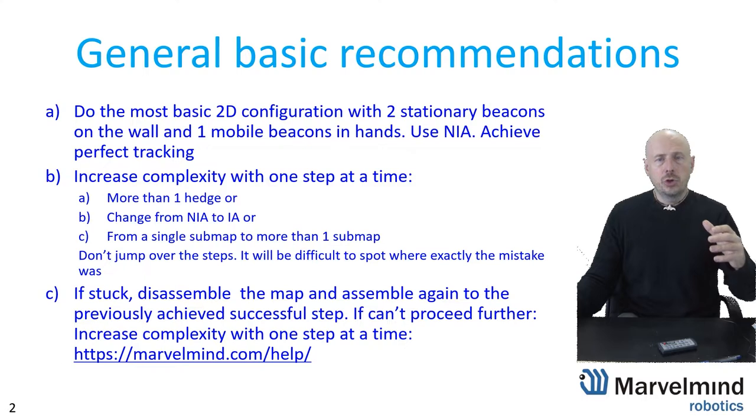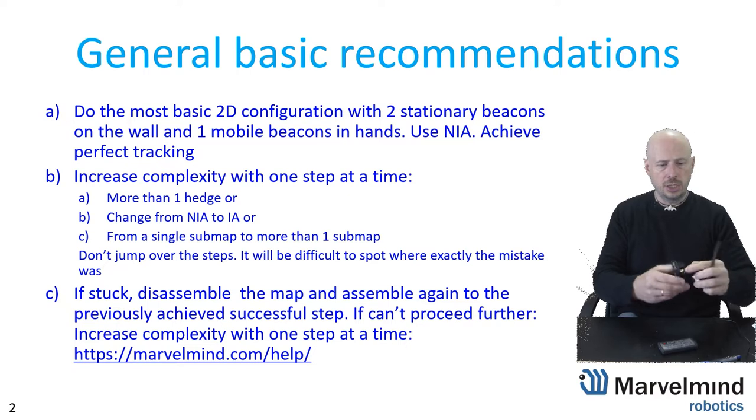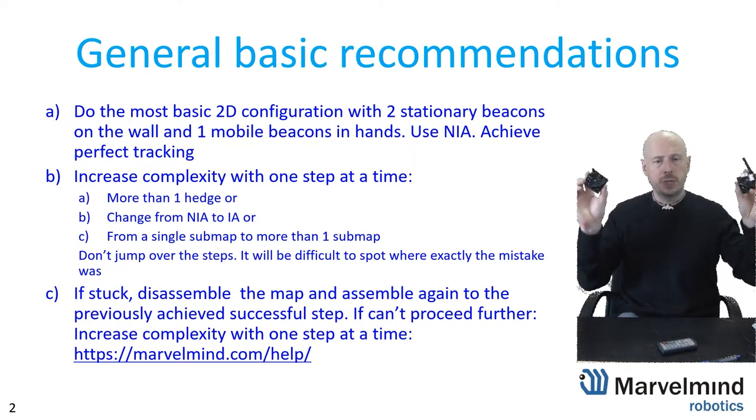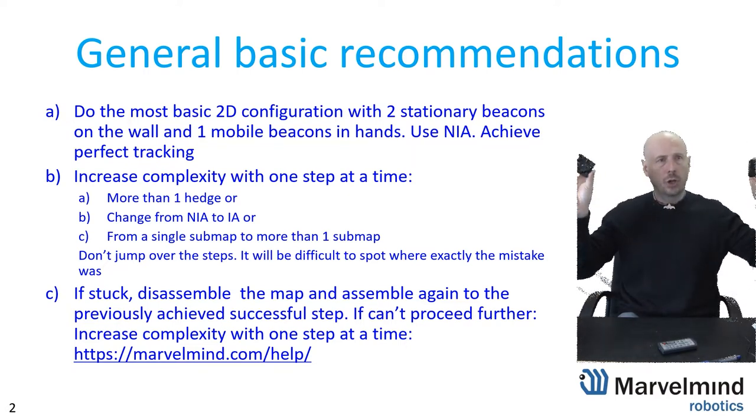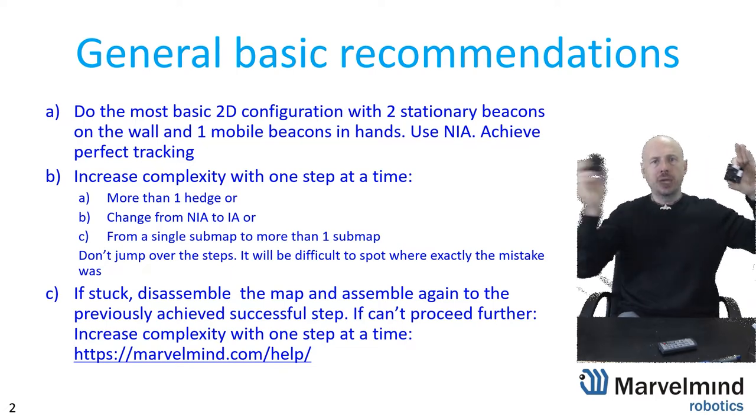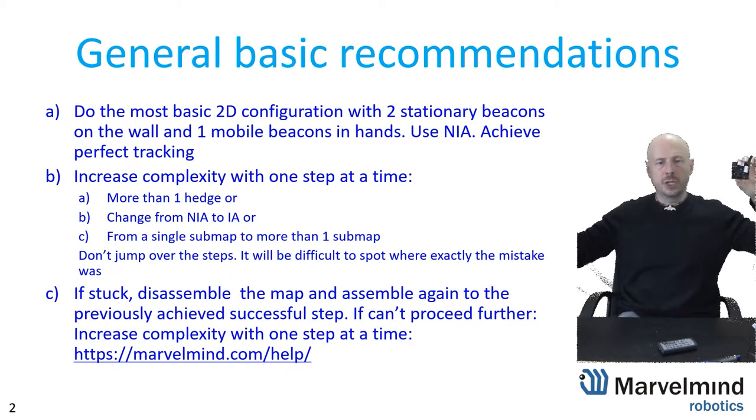But if you don't and you want to start from scratch, the recommendation is simple: build the most simple 2D configuration. 2D configuration means that you take two stationary beacons and place them on the wall, like we recommend in the operating manual, with whatever 5-6 meters between them. In front of me, there will be an area where my mobile beacon will be moving.